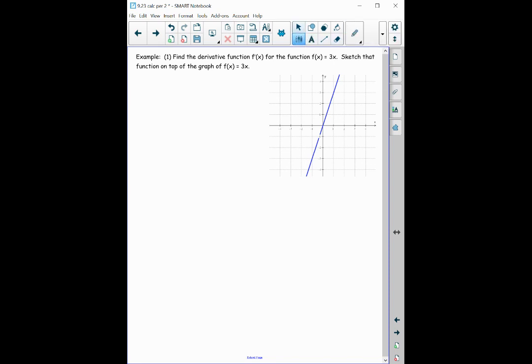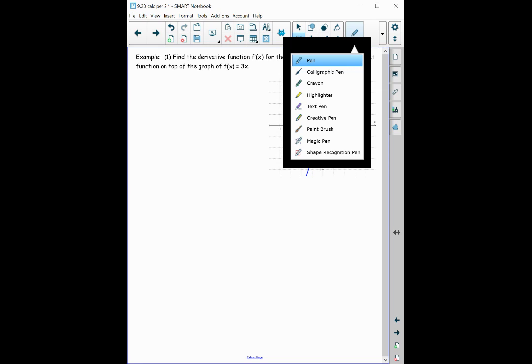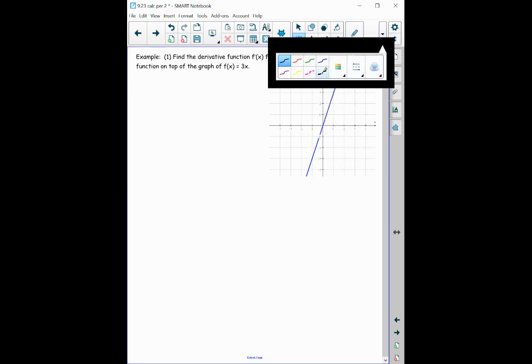As well, with a lot of f's and f primes, it's easy to get confused. I was just trying to change my color here because I don't want to use blue, but I don't want to use red. I'm going to use green.